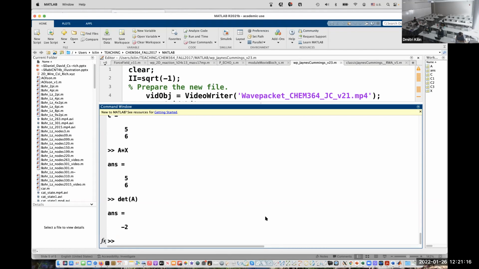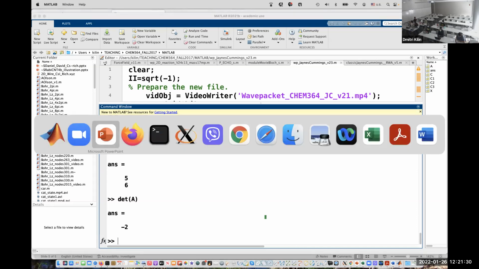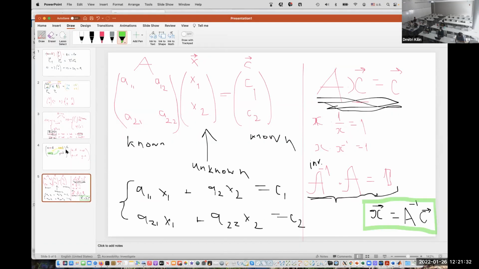So what is determinant? Why do we need it? Okay, probably then we need to speak, if there is not enough enthusiasm.